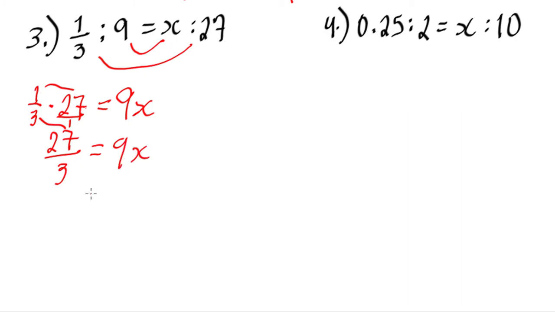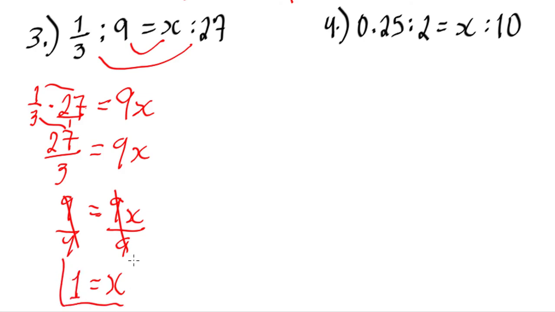So what is 27 over 3? 27 over 3 is going to give us 9, equals 9x. So divide both sides of the equation by 9. By dividing by 9, obviously, x equals 1. So therefore, this is the value of our x here. So the proportion for number 3 is 1/3 is to 9 equals 1 is to 27.